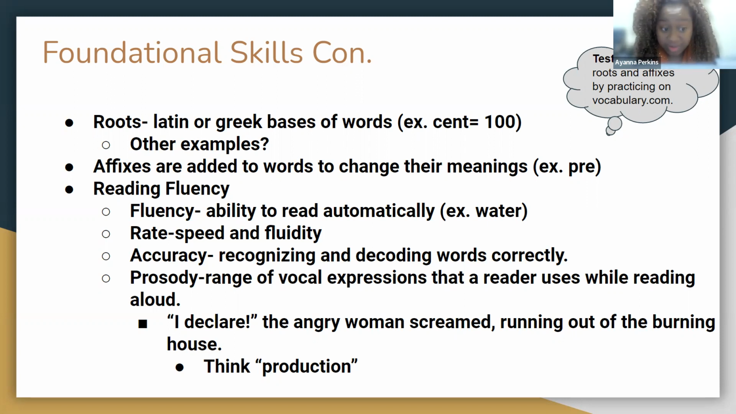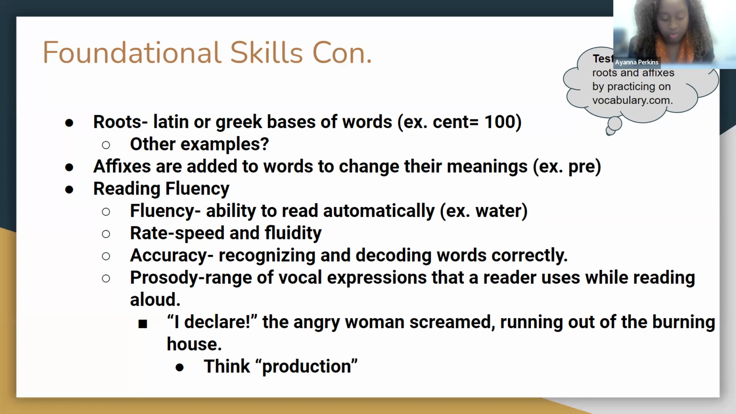They also help with reading fluency. There are some different words that you want to think about with reading fluency. Fluency is the ability to read automatically. The way I like to think about it, and the way I used to explain it in my classroom, is it's like water.